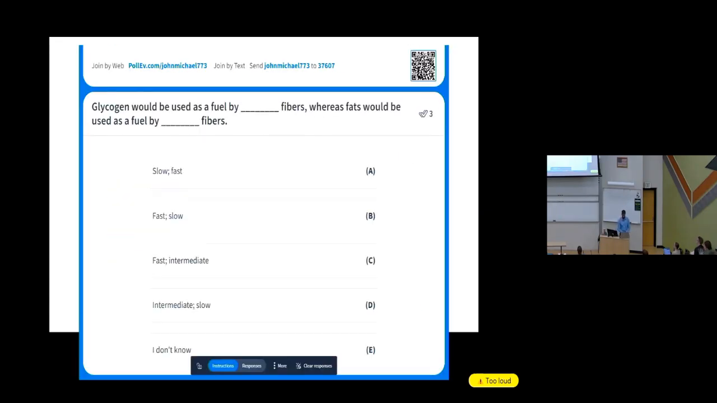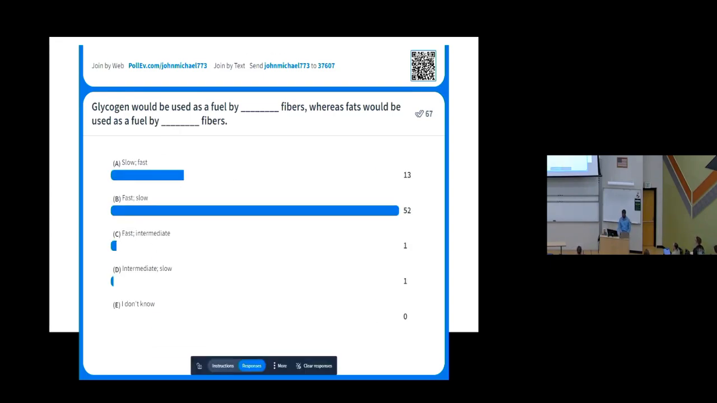So here's a quick polling question. Glycogen would be used as a fuel by blank fibers, whereas fats would be used by blank fibers. So a simple question, yes? Easy? Okay, most of you picked option B, that is correct. Fast fibers would use glycogen and slow fibers would mainly use fat.